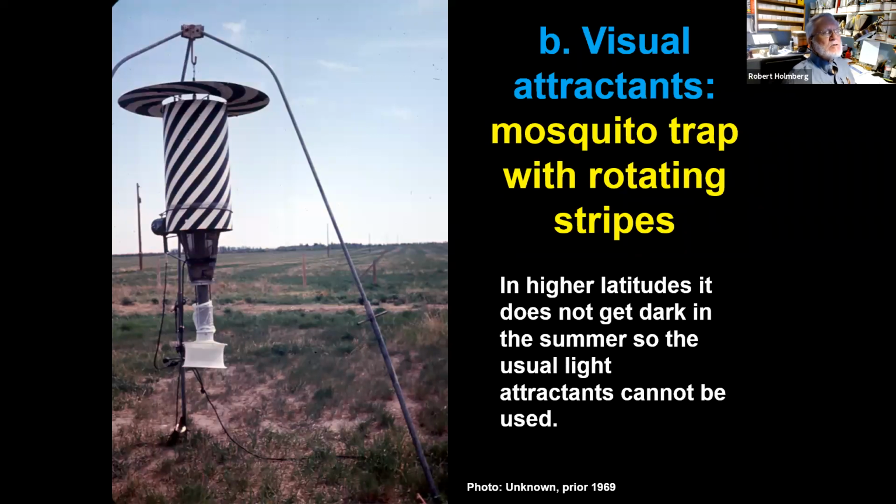So you can use visual attractants. This is a mosquito trap with a rotating stripe. This was developed for the high Arctic, where the sun never sets during the peak of summer, and so you can't normally use a light to attract them because it's light all day long, all night long. And so they've developed this trap, and it rotates, and the stripes attract the insects to the trap.